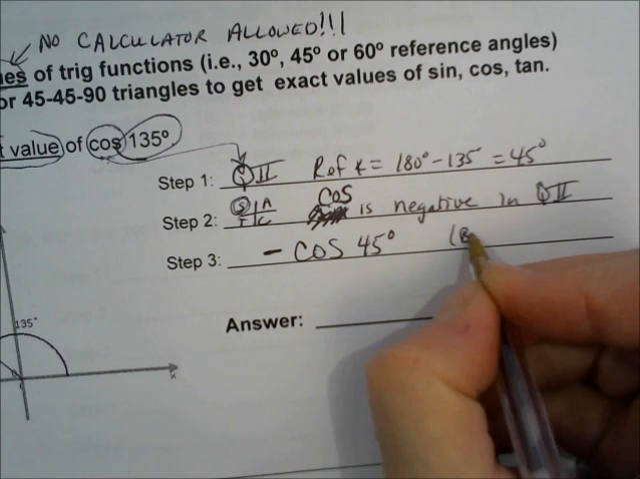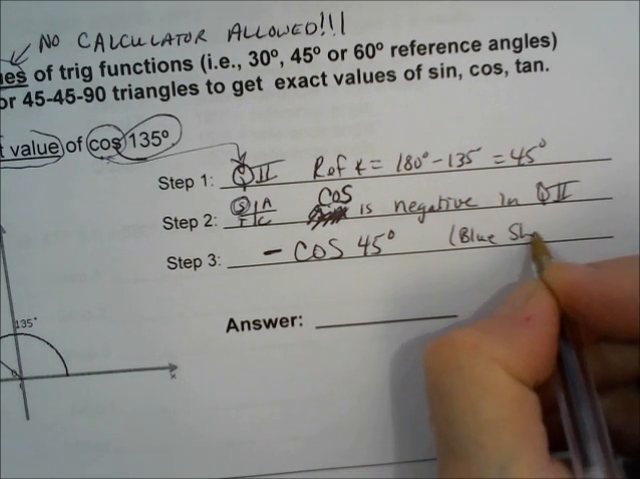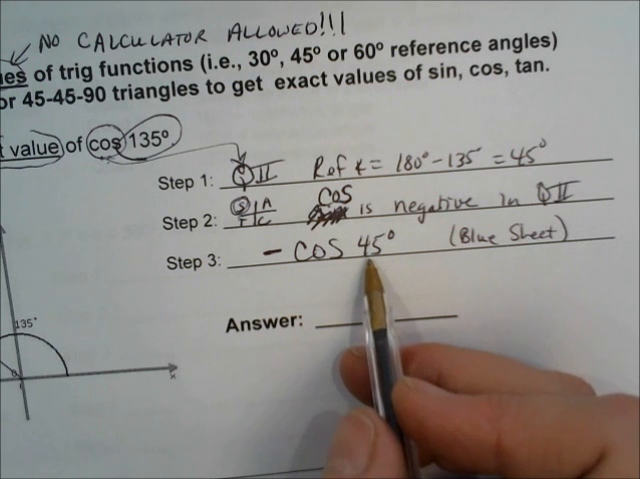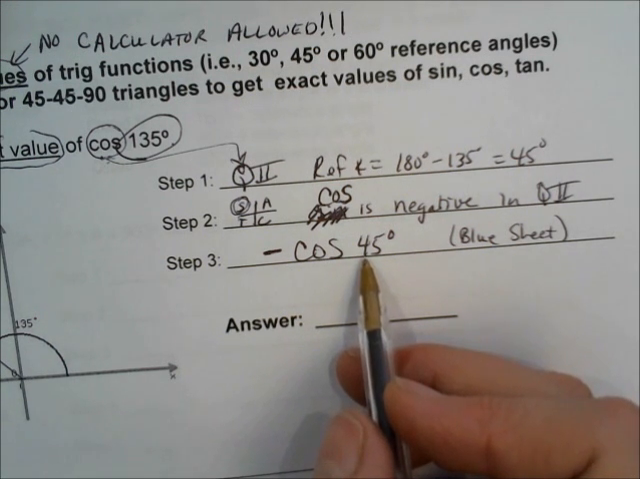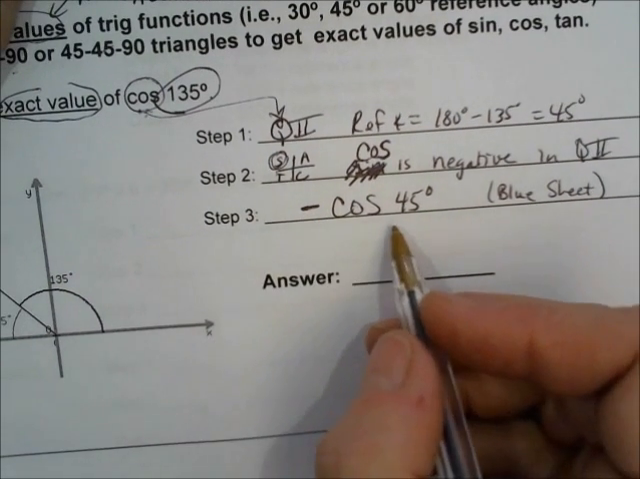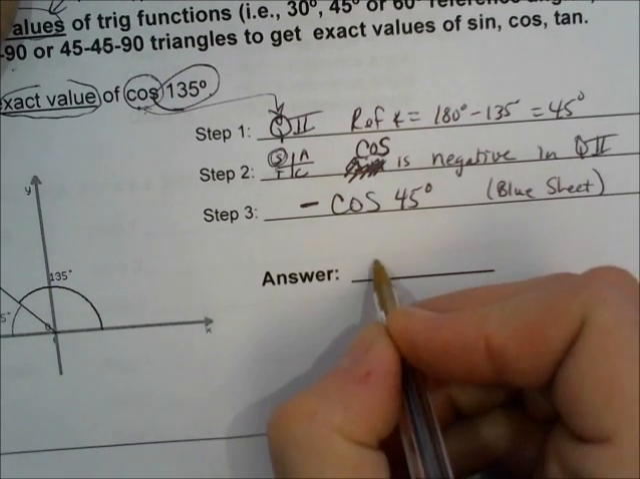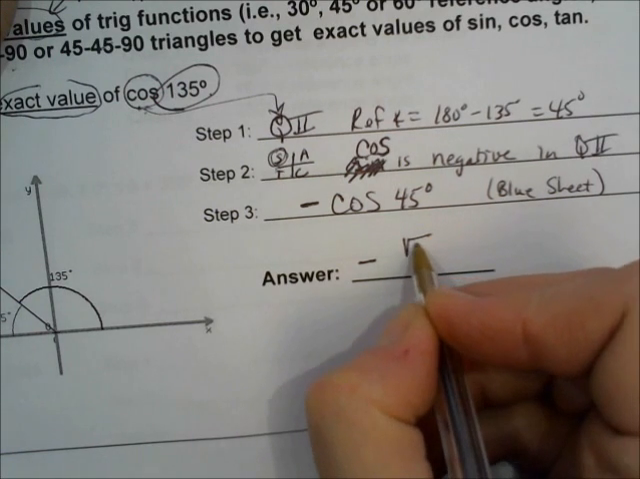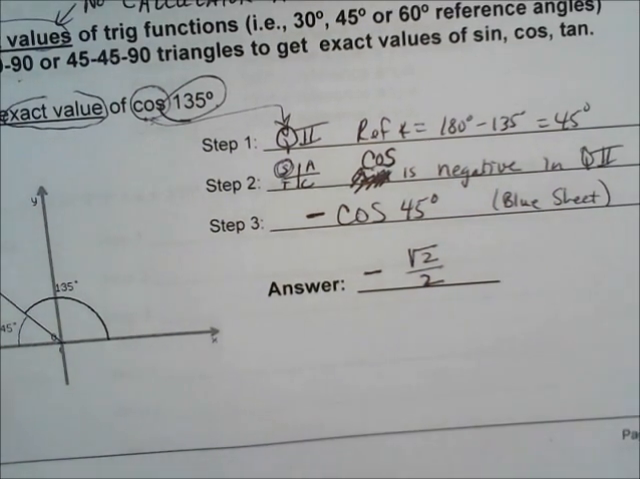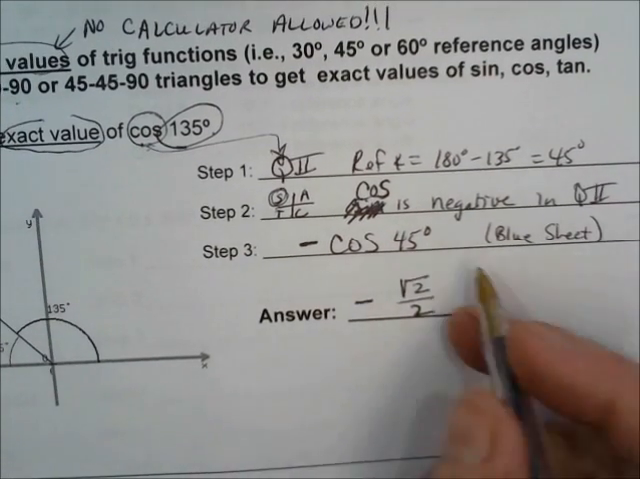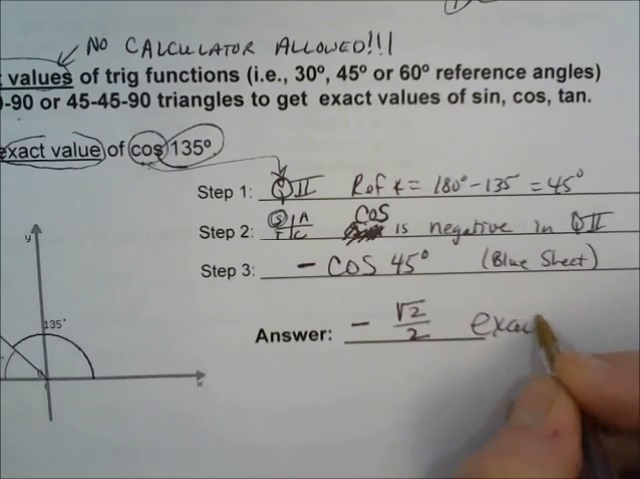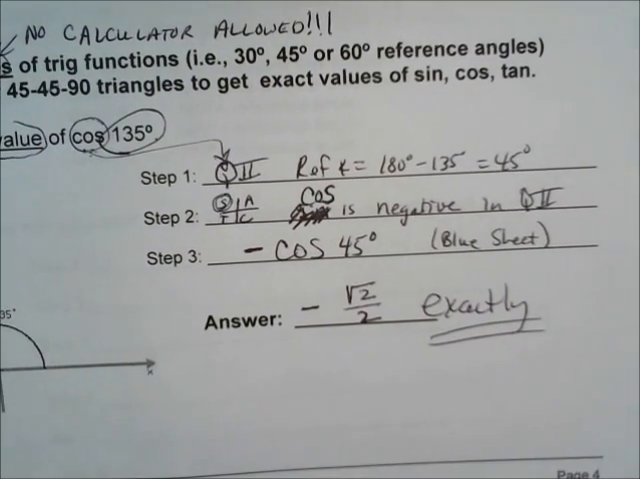And now we're going to have to pick out our blue sheet, which tells us the exact value of the cosine of 45. Well, I'm hoping that you might remember it, or maybe you could figure it out by doing a 45, 45, 90. Well, the negative cosine of 45 degrees is a negative square root of 2 over 2. Final answer. And that's it. That's exact. That is no calculator. Exactly. Not approximately.